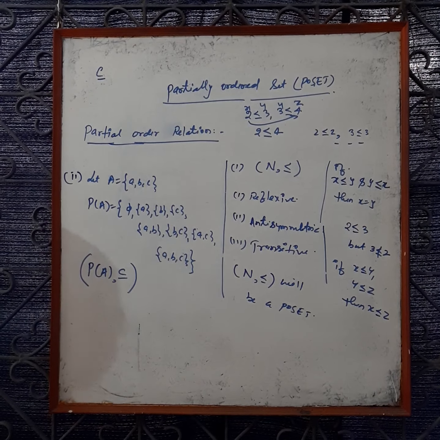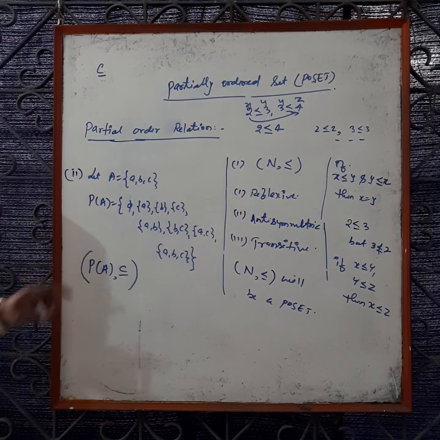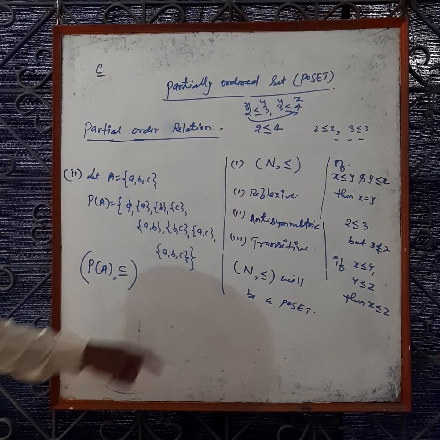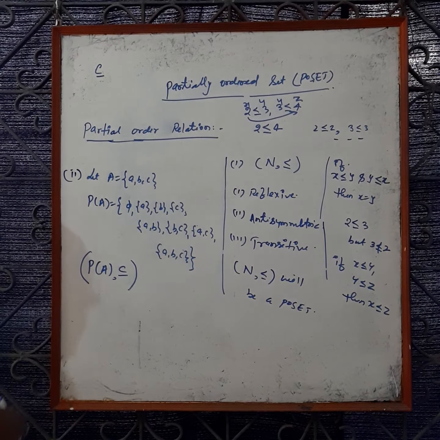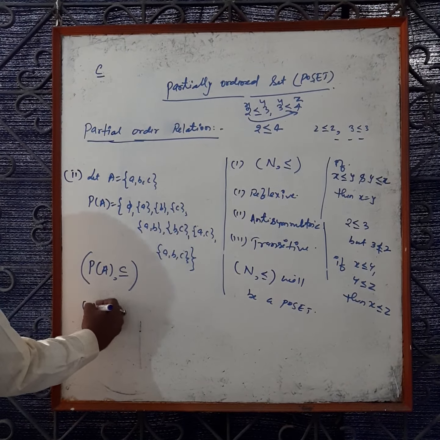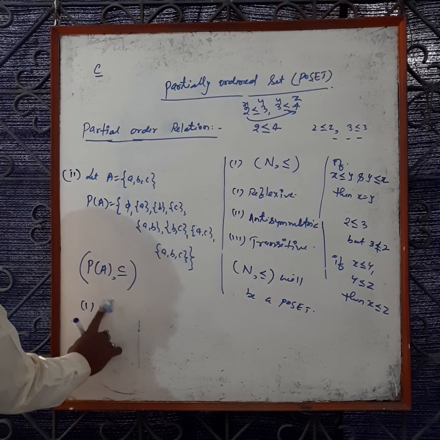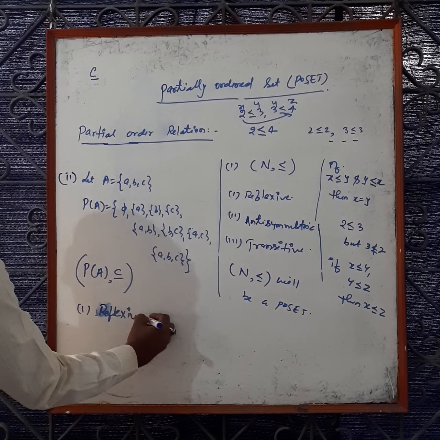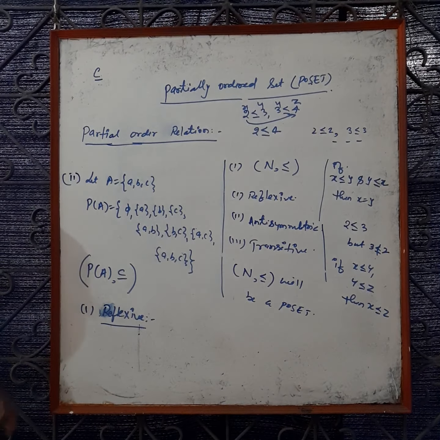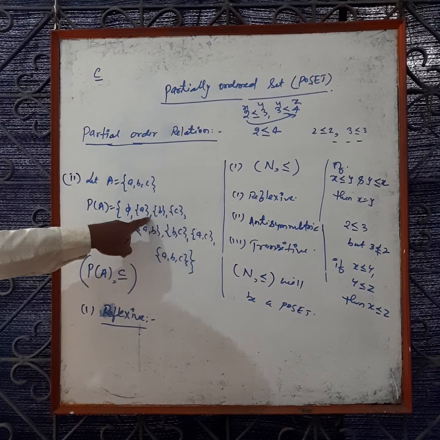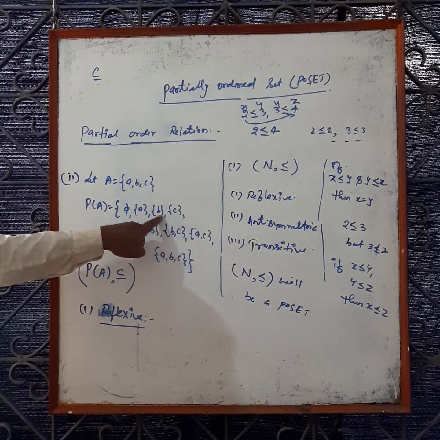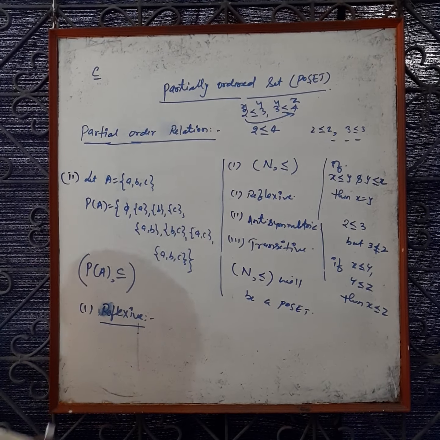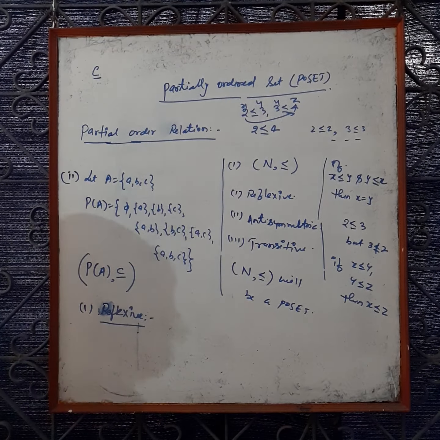For this, we show that the relation of inclusion, meaning relation of subset, holds reflexive, antisymmetric, and transitive relation. We check them one by one. Reflexive relation. In the context of set theory, we know every set is a subset of itself. Phi is a subset of phi, {a} is a subset of {a}, {b} is a subset of {b}, {c} is a subset of {c}. Every set is a subset of itself. This means that it follows the reflexive property.